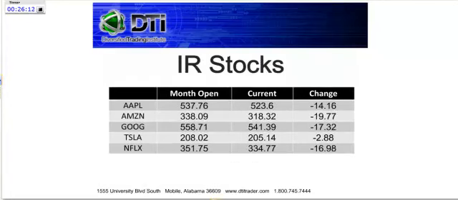The IR stocks. Here's 5 stocks that I trade during the week. Apple, Amazon, Google, Tesla, Netflix. Notice where Netflix closed, 334. 338 was support, so it broke through support today. We need to watch Netflix tomorrow.